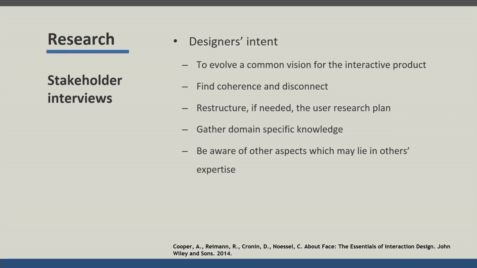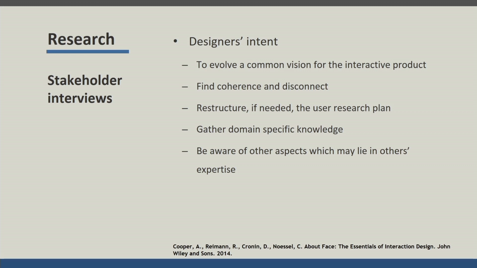Now, what is the designer's intent here? He wants to evolve a common vision for the interactive product. So, he has gathered different perspectives. He knows where the sections of coherence are and where the sections of disconnect. Now, out of this, he has to evolve a common product vision. Okay. And he has to restructure, if needed, the user research plan and gather domain specific knowledge. That is very, very important, and be aware of other aspects which may lie in others' expertise. Okay. So, designers are experts in the process, but they may not be the experts in the domain. So, it is good to know knowledge that lies in other domains, but which is relevant for your design process.